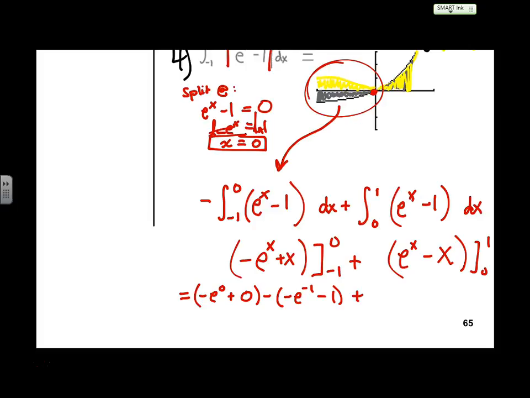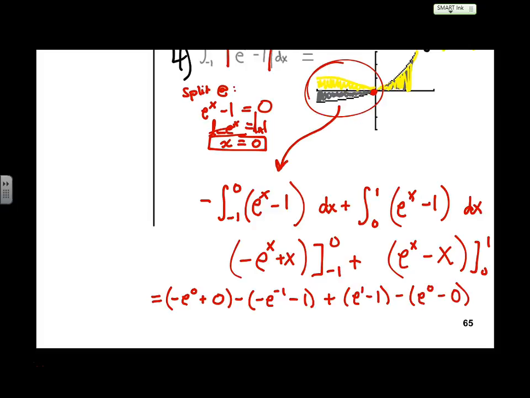What do I have to do for the right-hand one? Same thing, yeah? But now my b is 1. F of b minus f of a, e to the 0, minus 0.